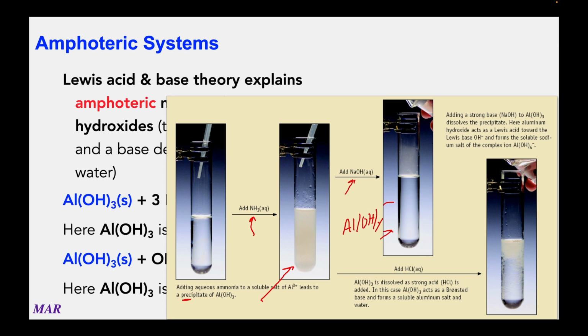On the other hand, if you add hydrochloric acid right down here to the aluminum hydroxide, this will have aluminum hydroxide acting as a Bronsted base. You'll end up making water. The aluminum 3+ will go off, so it can go both ways. This is the nature of amphoteric materials like water, like aluminum hydroxide, and several other similar species.